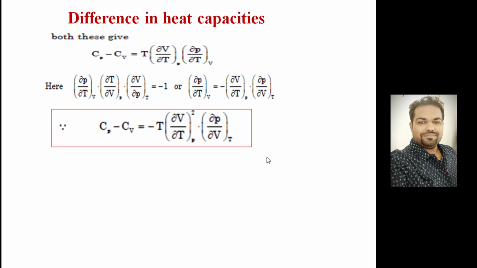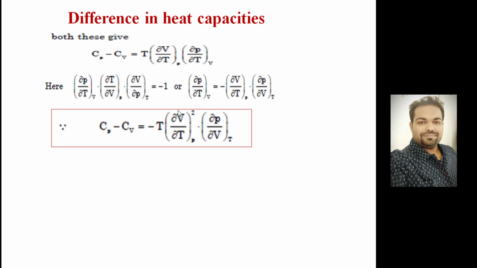Now you just look at this equation. The following observations can be made. The change in pressure with volume will always be negative, because whenever there is a flow, the pressure term will be negative. So negative and negative will be positive. So we can say Cp minus Cv is always greater than 0, or you can say Cp is greater than Cv. That is one outcome.